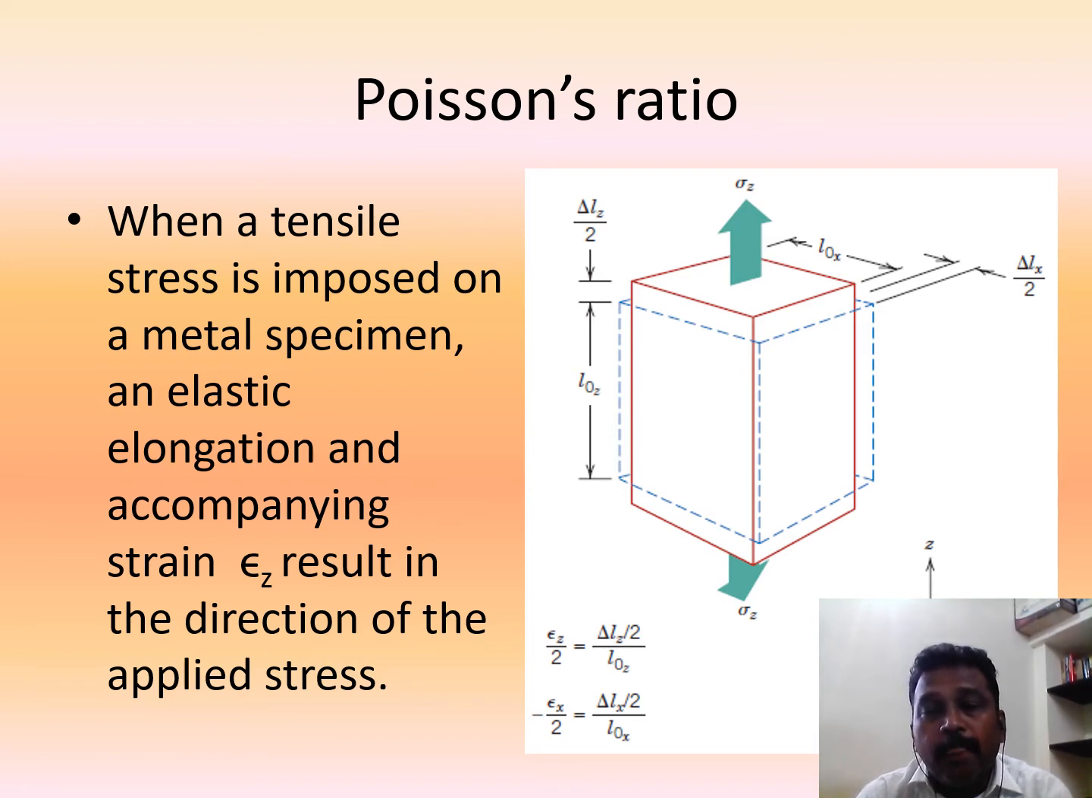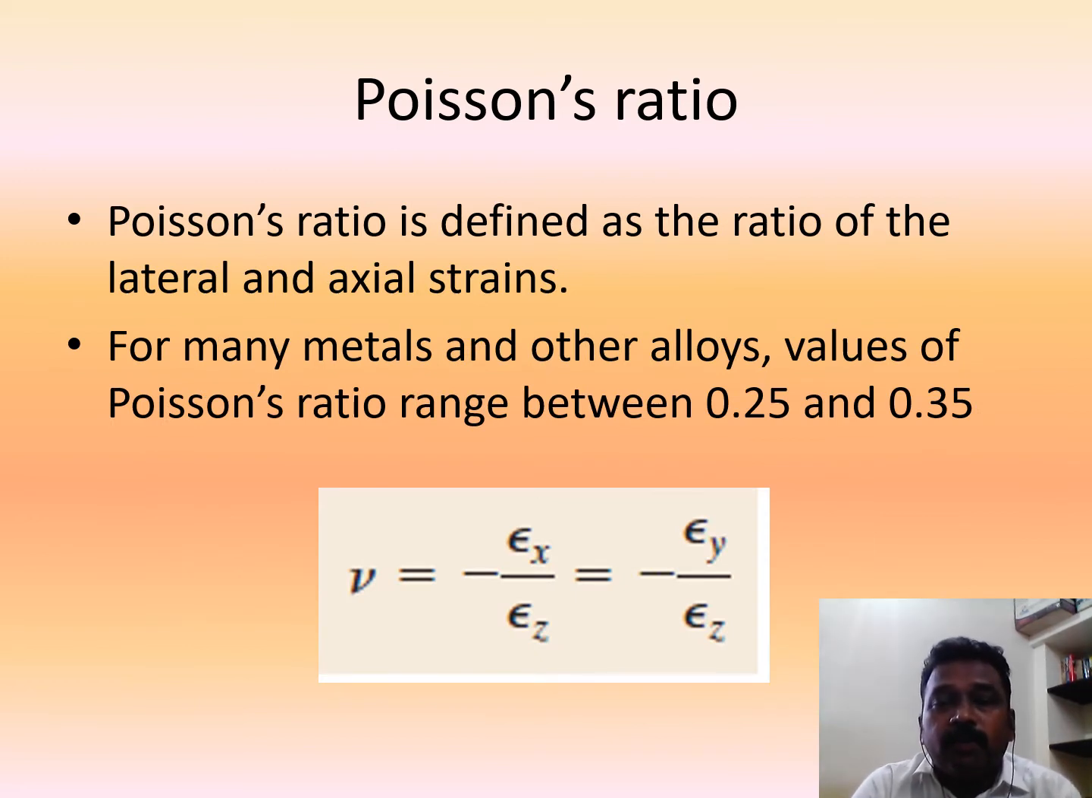So what will happen to the length? There is a change in length, and in this direction there is a change in width. That gives the Poisson's ratio. So what is the Poisson ratio? It is the ratio of the lateral strain to the axial strain, as I said already. For many metals and alloys, the values of Poisson ratio range between 0.25 and 0.35.